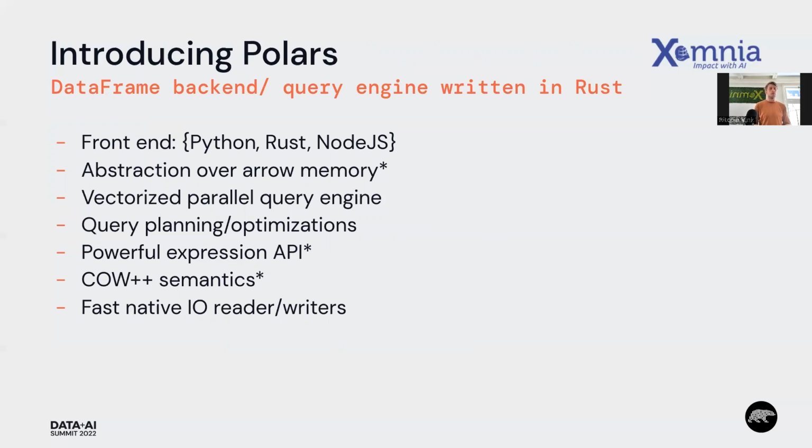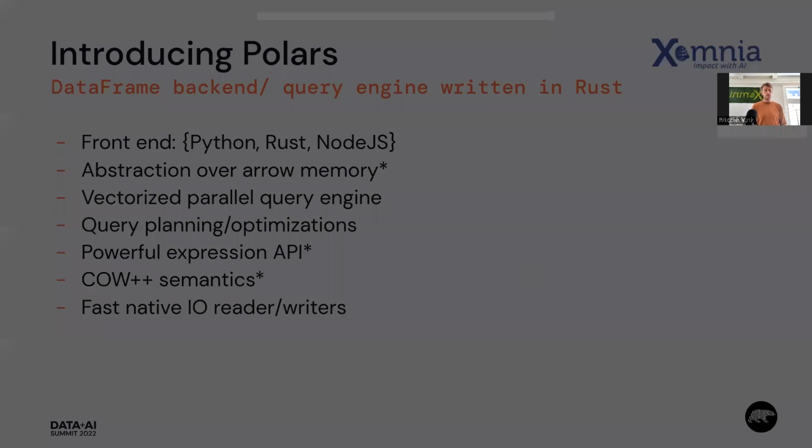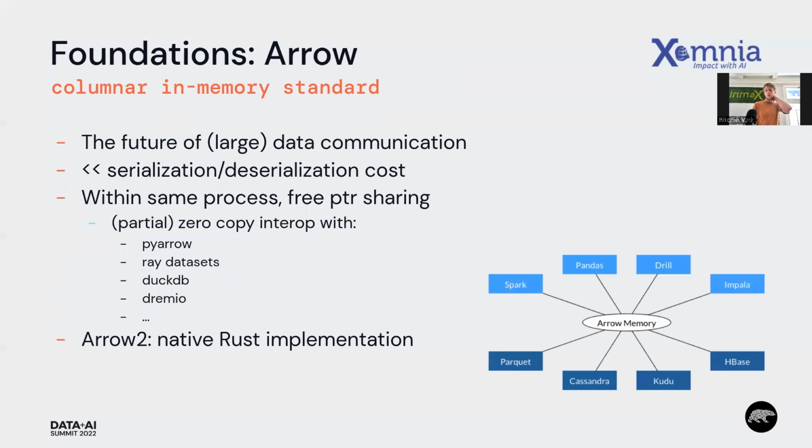It's got a very powerful expression API. It's got copy on write semantics, but then actually a little bit better even. So that's why the plus plus. And we got very fast native IO readers and writers. So one of the foundations is the Arrow columnar in-memory standard. And this is the future in large data communications, maybe already is.